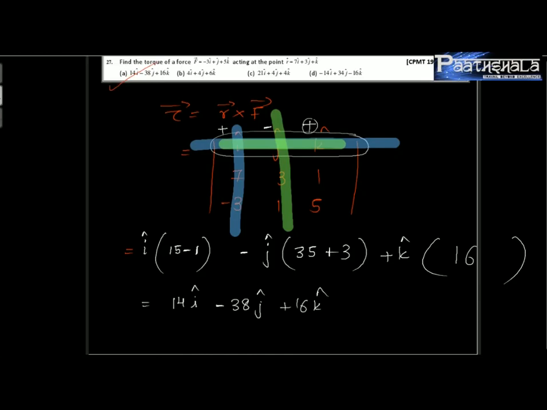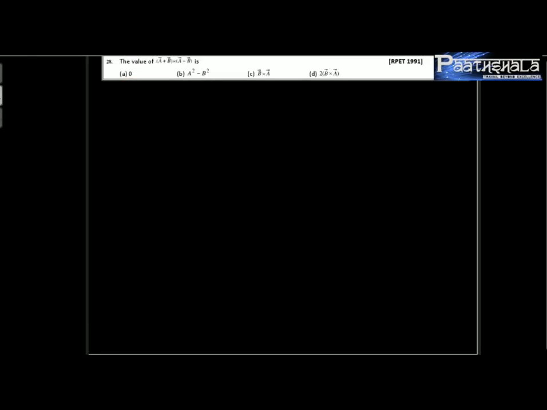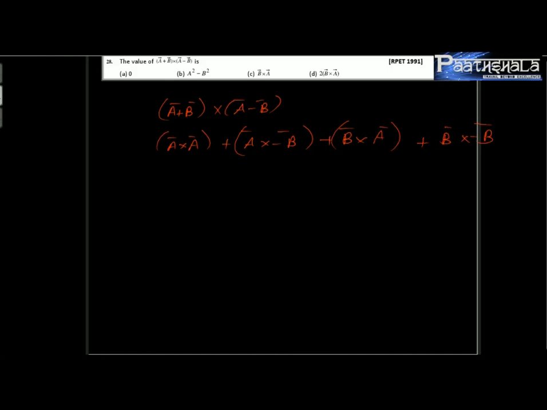Alright guys, let's move on to the next question. We are doing good. The value of A plus B cross A minus B. Very interesting. A plus B cross A minus B. So that is A cross A plus A cross minus B plus B cross A plus B cross minus B.